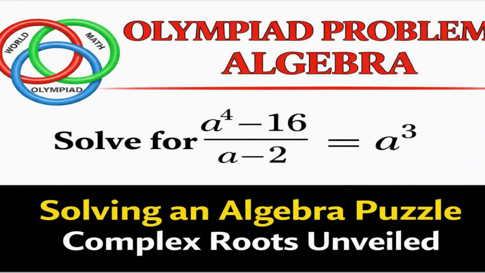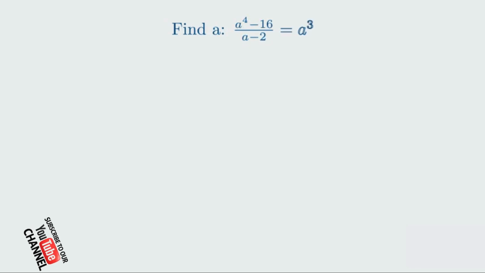It's often presented as a Harvard University entrance exam question, but the truth is, it's a great example of how to combine algebra and logical reasoning to find a solution. The problem asks us to find the value of a in the equation, a to the fourth power minus 16, all divided by a minus 2, equals a to the third power.